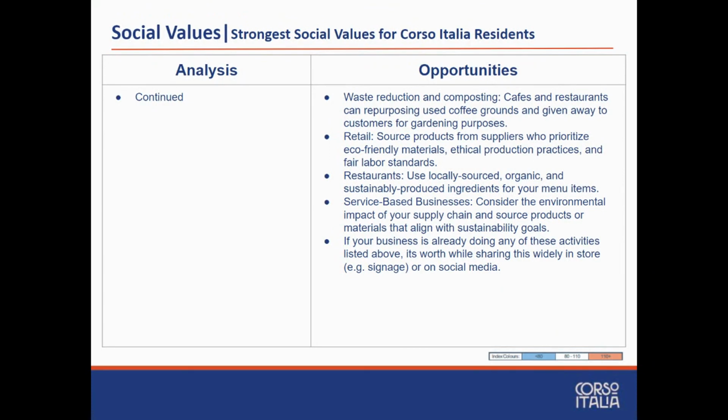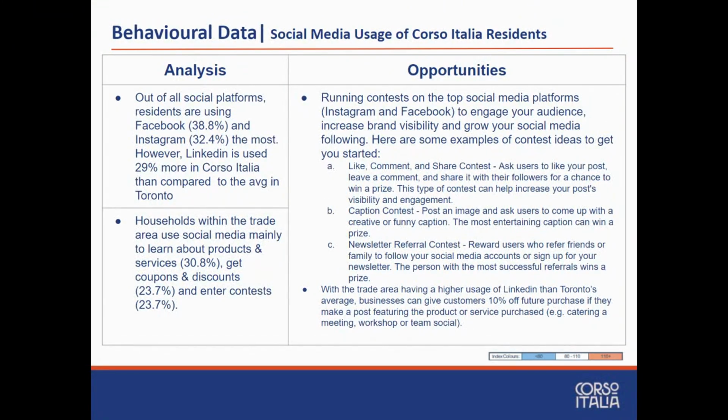Now, when it comes to your social media usage, it's important to look at this behavioral data from a lens of what can be done differently than you're currently doing based on the data that we have to share here. So, out of all the platforms available in terms of social media, residents are using Facebook 30.8% of the time, while using Instagram 32.4% of the time. Meta-based social media platforms are obviously, just like in every other community, the most used. However, weirdly enough, LinkedIn is used 29% more in Corso Italia than compared to the average in Toronto.